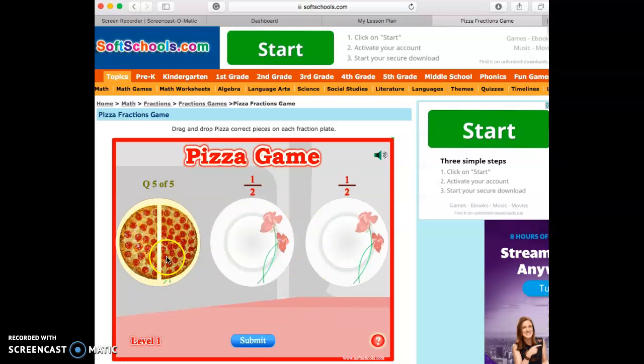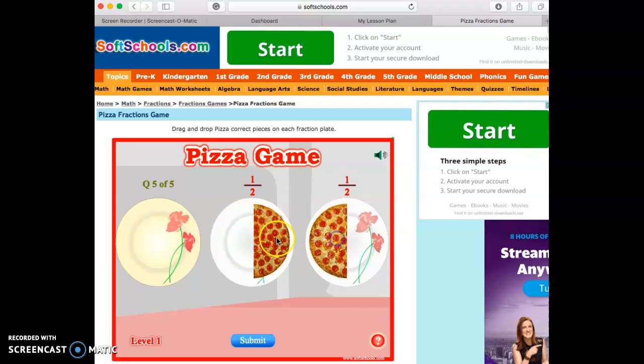Now we have 2 pieces of pizza divided amongst one whole pizza. So we have 1/2 and 1/2. This one's actually pretty simple, so we're just going to drag 1 piece of pizza onto this plate, 1 piece of pizza onto this plate, and that's going to be 1 out of the 2, 1 out of the 2, 1/2, 1/2.